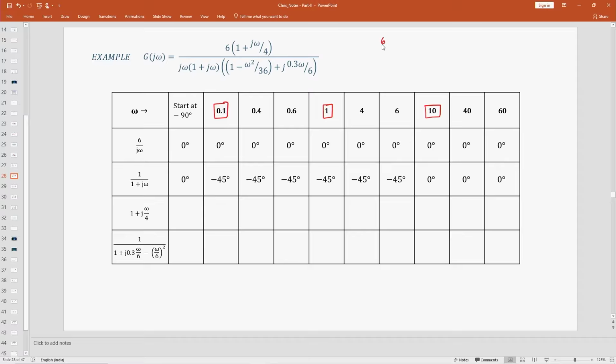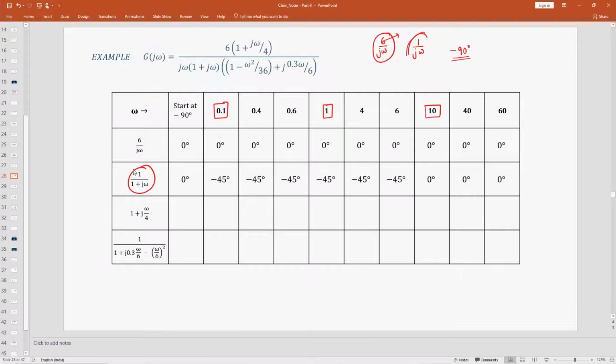But for now, this is how you can start. You have started with 6 by j omega. Okay, 6 by j omega, the constant part does not give any phase angle. So, we have only 1 by j omega. Now, corresponding to 1 by j omega, we know that it will be minus 90 degree for all omegas. So, we will start at minus 90 degree.